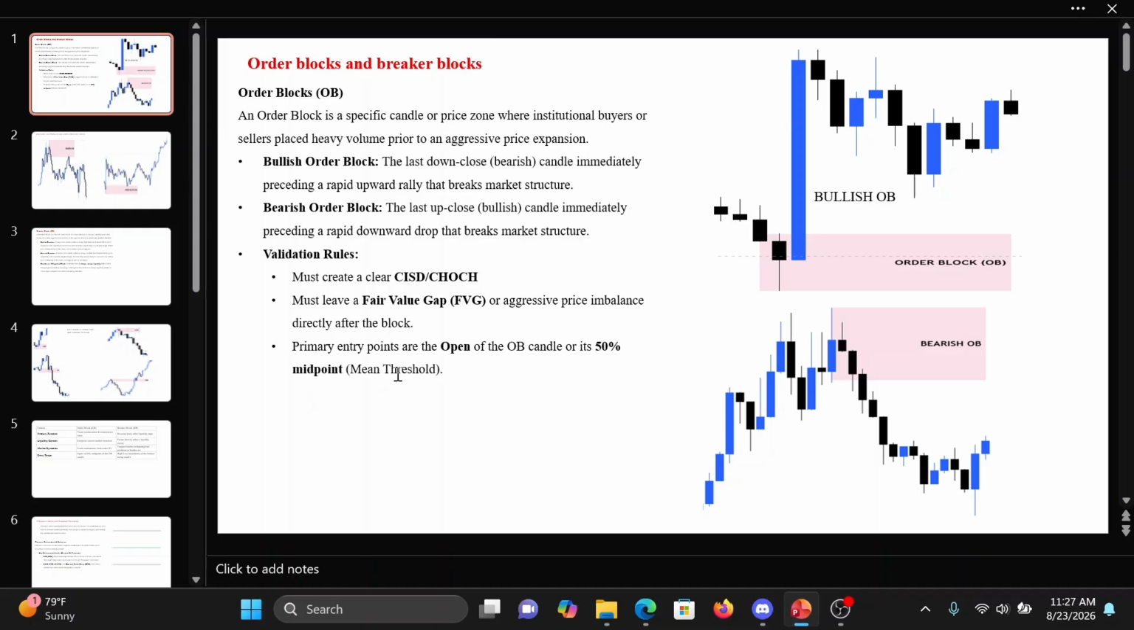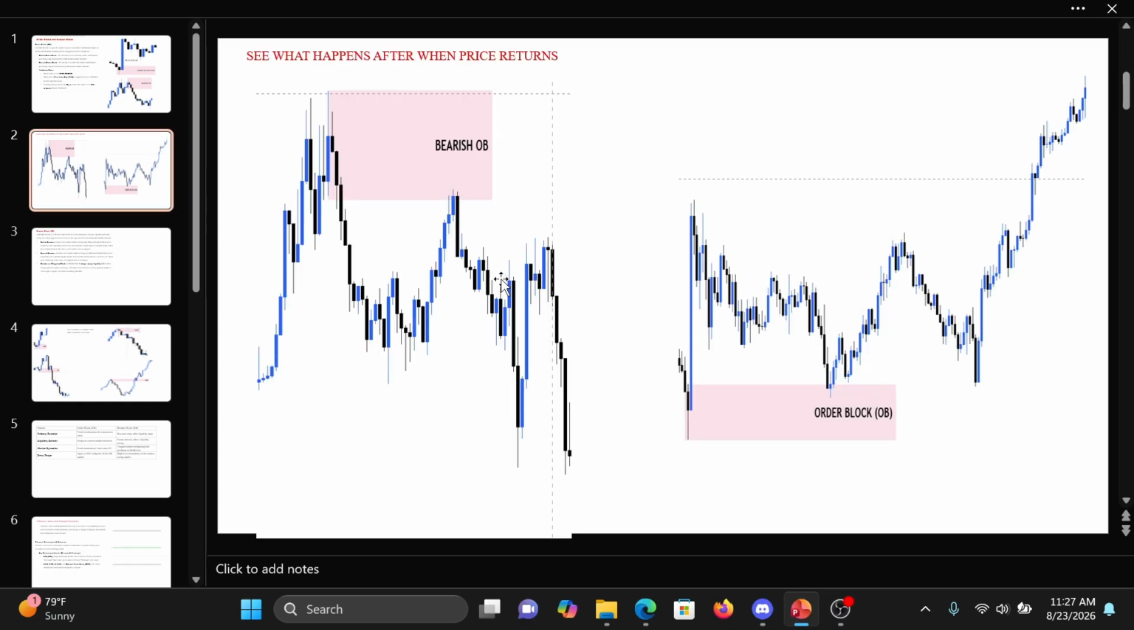Primary points are the open of the OB or its 50%. So we are seeing the open, where this candle opened from. It opened here, pushed up, and it opened here, pushed down, went up, came and closed here. And the 50% is at this point here. We shall look more into live chart examples, but let's first look at this.